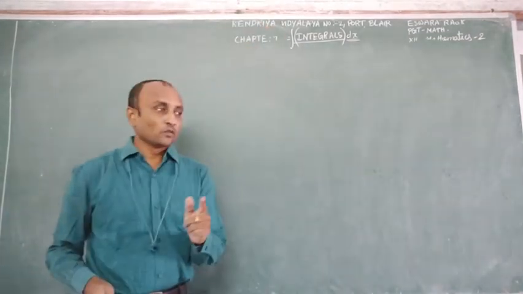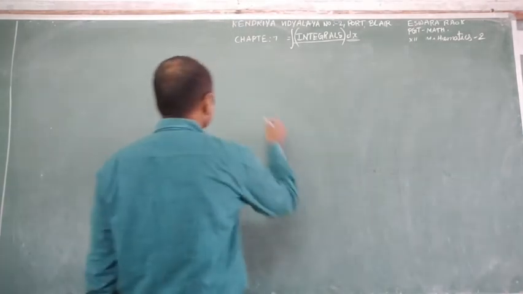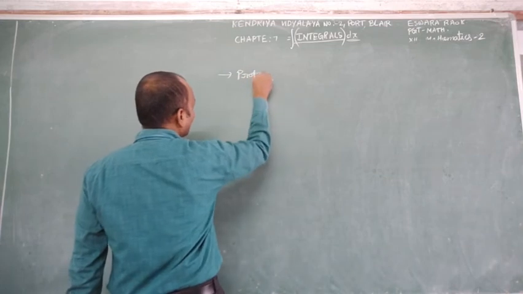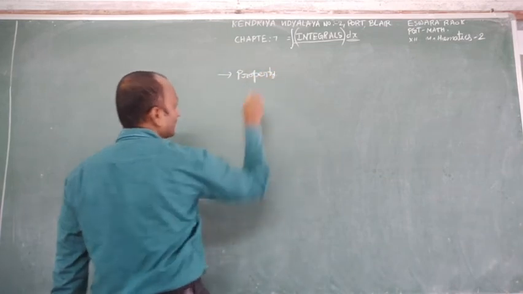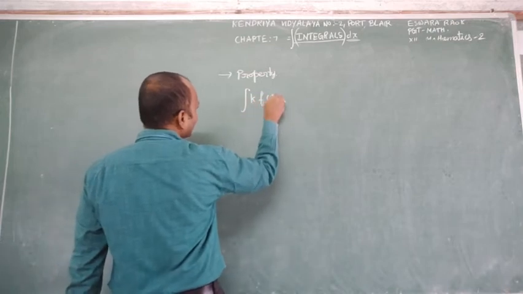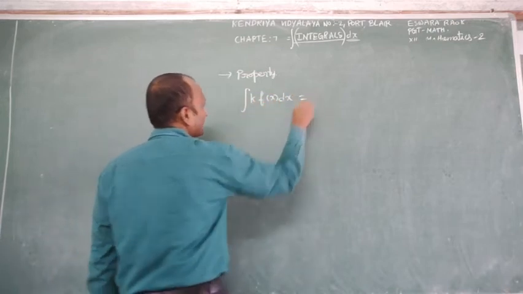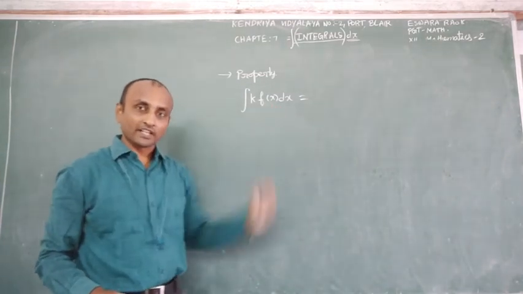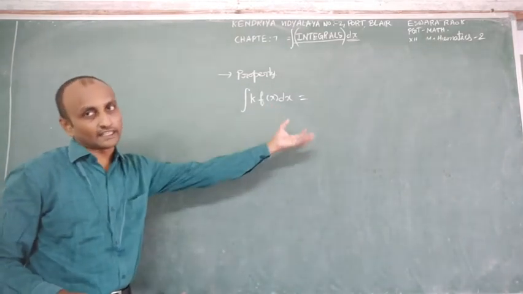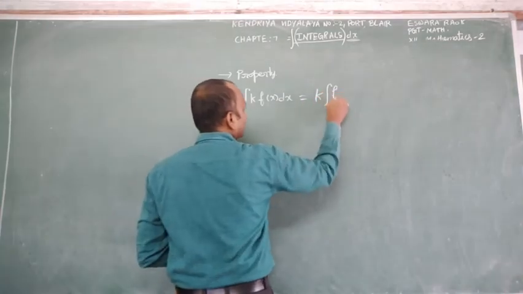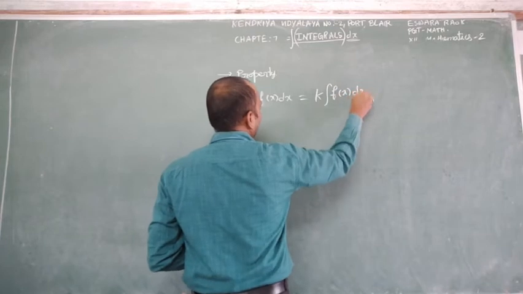And one more thing, if you are getting a question like this, there are some basic properties you should know which are not in the formula list. See, the integration of a constant times f of x into dx: a constant is multiplied to a function f of x. Whenever that is the case, you can take that constant outside of the integration. K integration f of x dx.